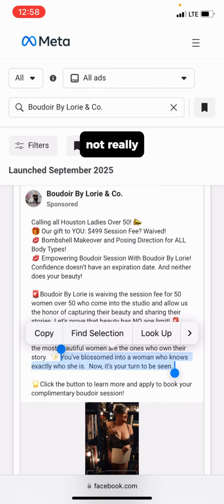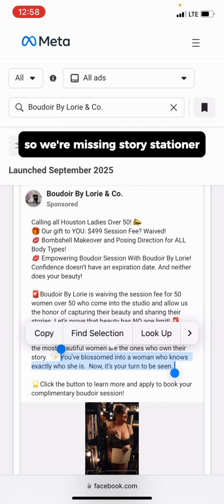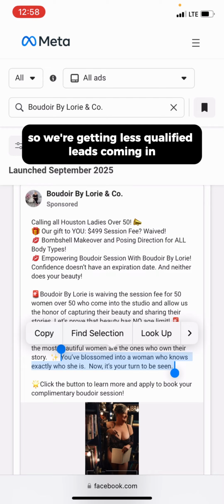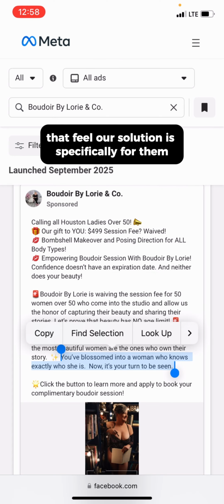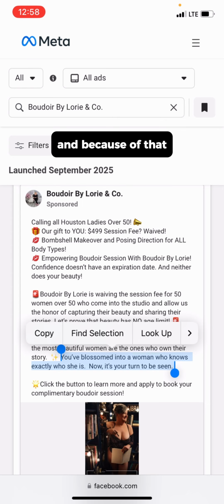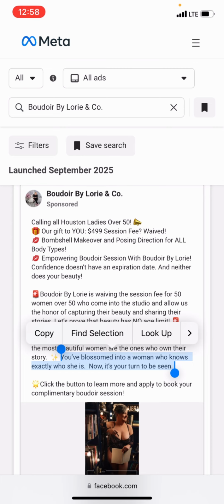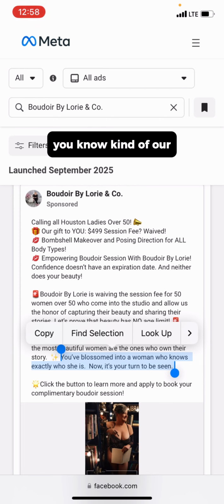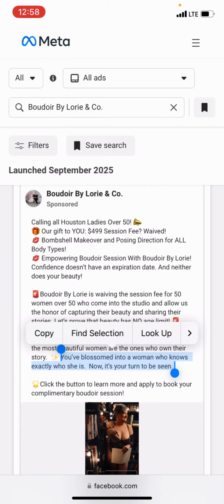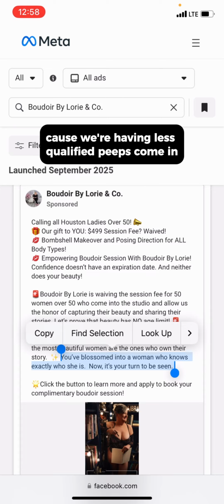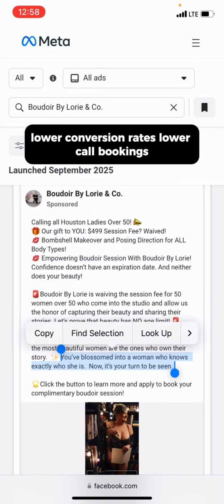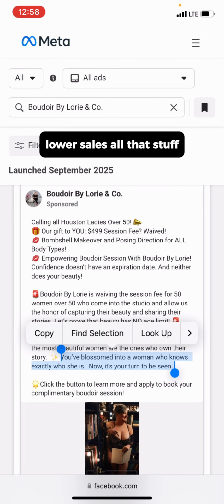No, not really. So we're missing a story or narrative, so we're getting less qualified leads coming in, less people that feel our solution is specifically for them. And because of that, we are missing leads, and our ads are going to worse and worse prospects over time because we're having less qualified people come in: lower conversion rates, lower call bookings, lower sales, all that stuff.